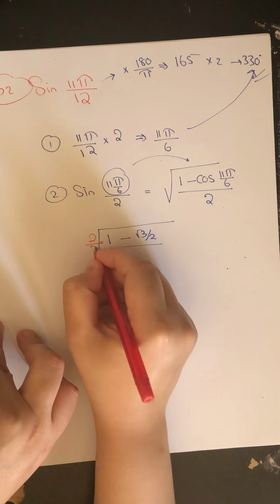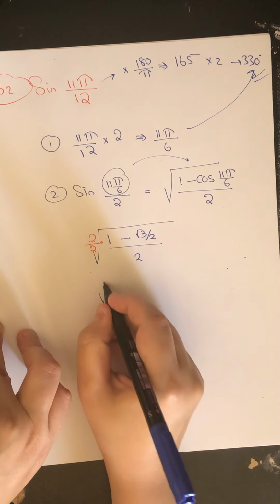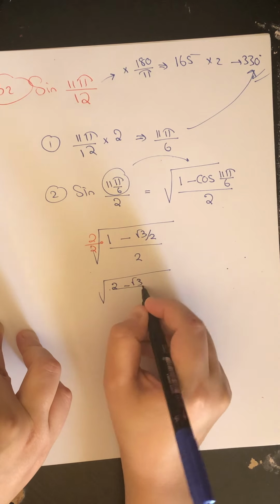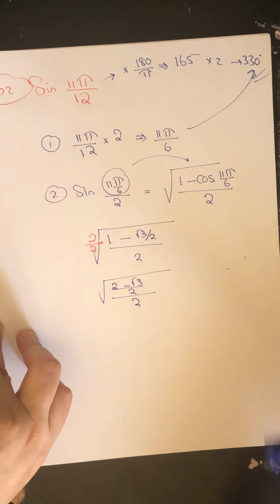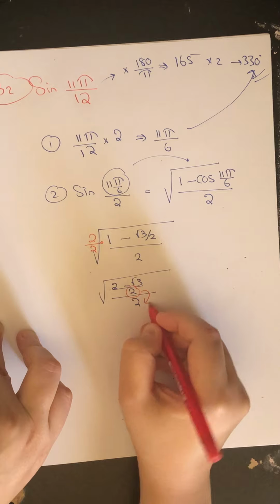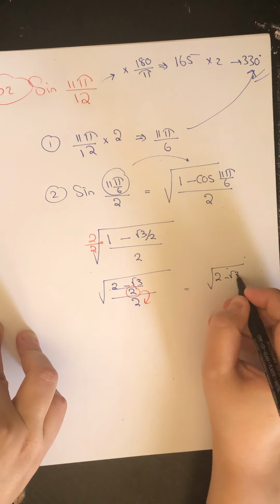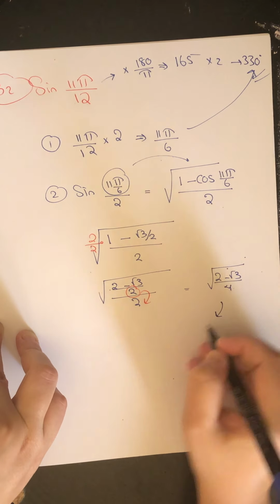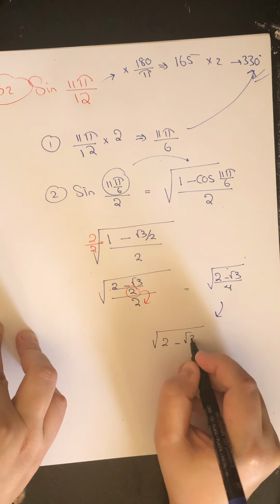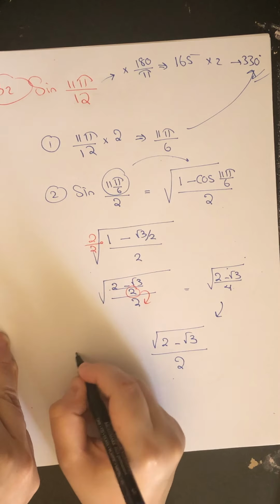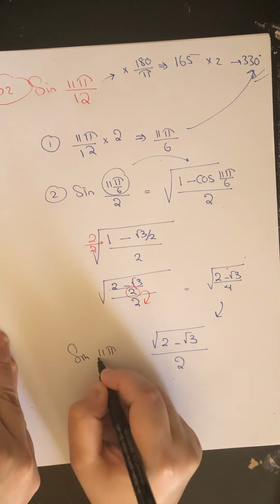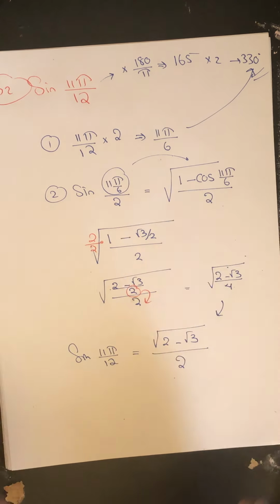Simplifying, I will have root of (2 minus root of 3 over 2), and everybody over 2. Again, the same things will keep repeating. Take the 2 down, you will have root of (2 minus root of 3) all over 4. I can further simplify this to root of (2 minus root of 3) over 2. And this is sine 11 pi over 12 equals this. So by doubling it, I can use half angle identities to help me find the value.